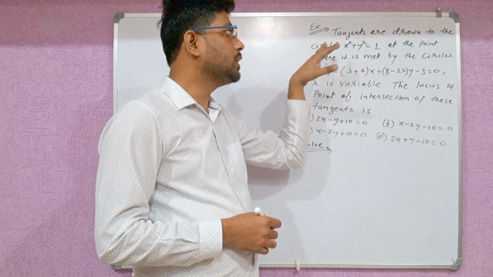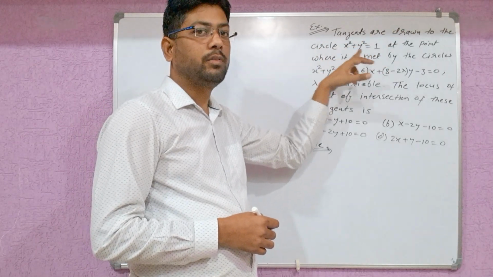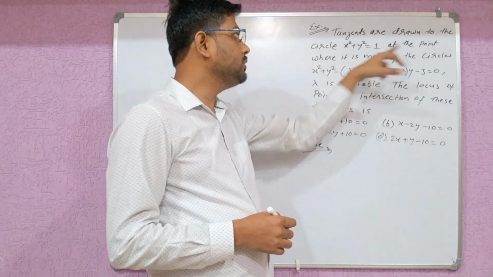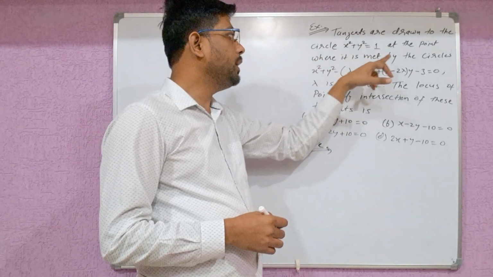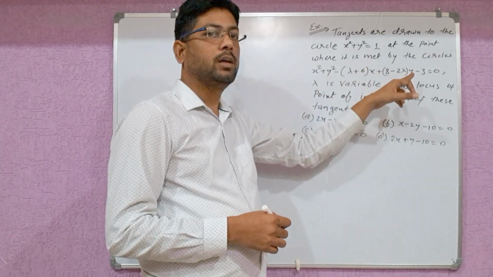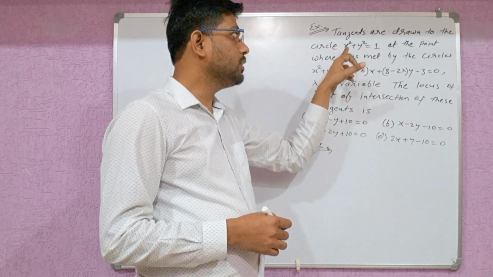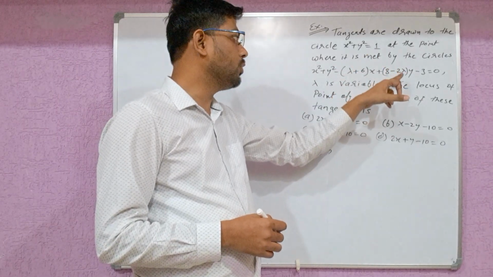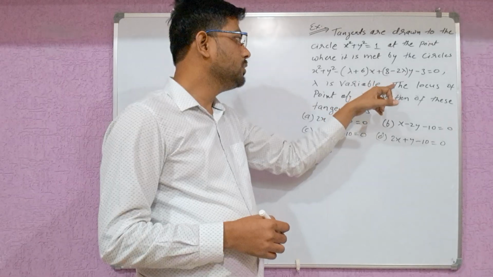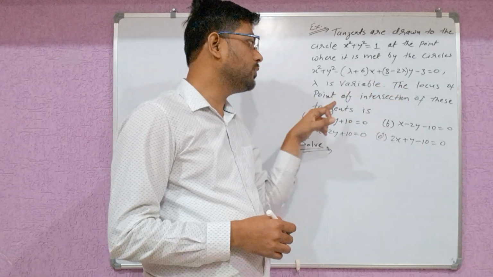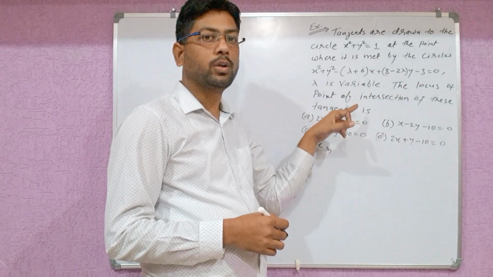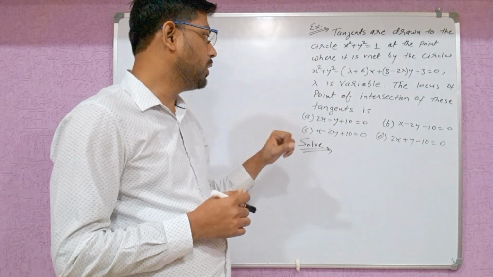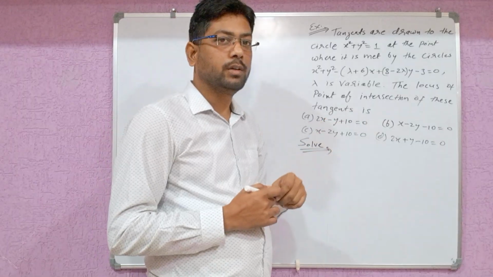Okay, so here we have given what? Tangents are drawn to the circle this. Okay, so this circle we have given, on this tangents are drawn at the points where it is met by the circles this. So where this circle and this circle are intersecting, at those points tangents are drawn, where lambda is variable. We have to find out the locus of point of intersection of these tangents, for these four options we have given here.